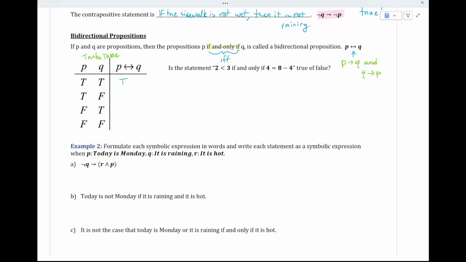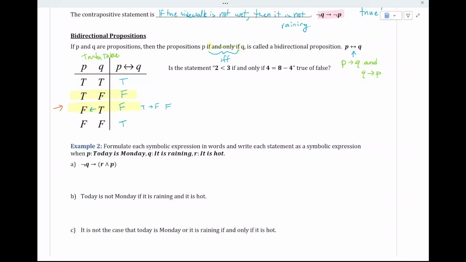If true implies false, we know that one's false from before. This one is also false because if we do Q implies P, then we would have true implies false, which is false. So this one's false. And if they're both false, then this is true. So here we have the false values coming in when P and Q are different. You can go back and compare this truth table with the one-sided, and the difference you're going to see is here in this third row.